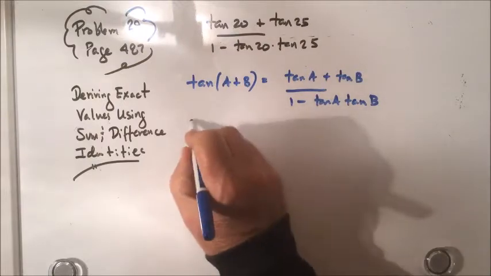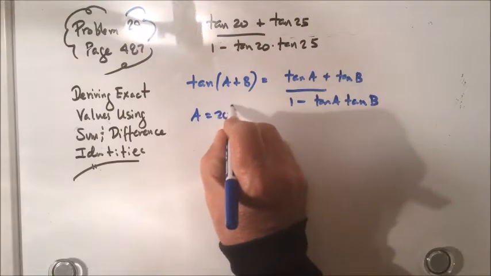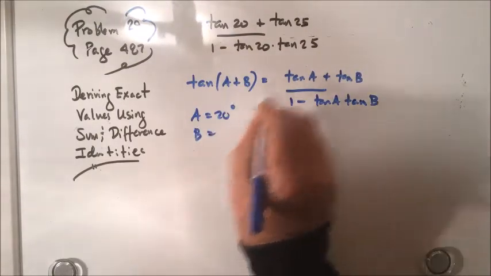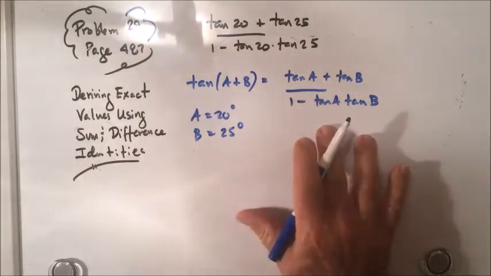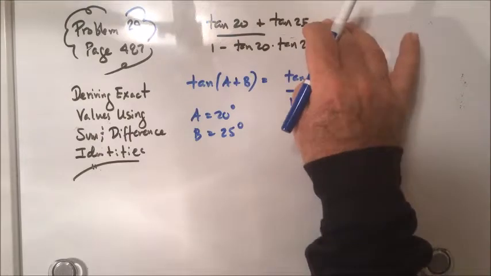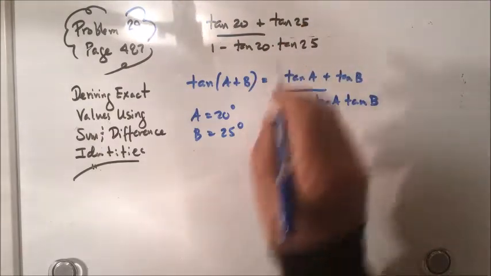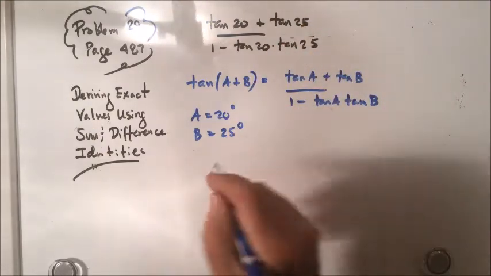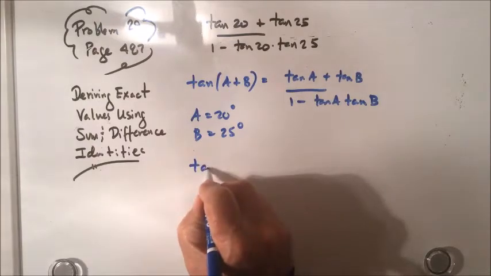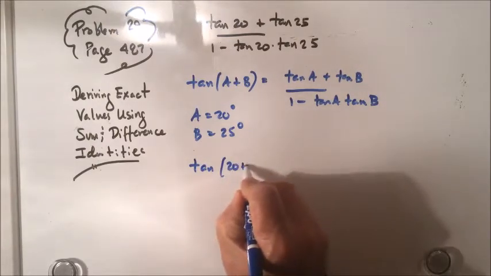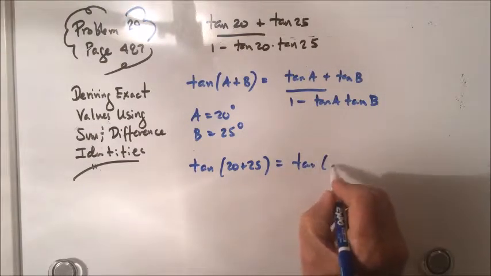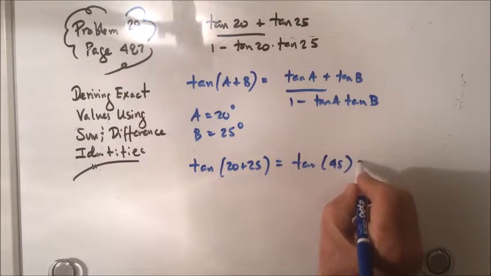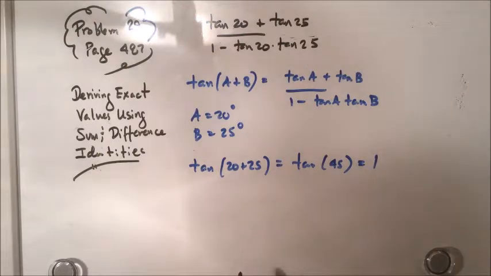If indeed A is equal to 20 degrees and B is equal to 25 degrees, then this relationship shows that this is just equal to this quantity. Well, I'm not even going to write it down again, it's just tangent of 20 plus 25, which is tangent of 45, which is 1. And that's the end of the problem.